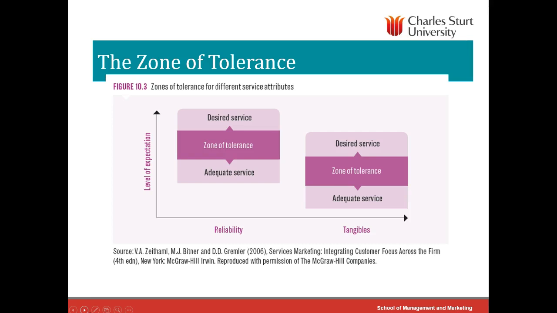Also, the following diagram, which is 10.3 in your text, shows you how the zone of tolerance can change for the level of expectation between two types of service. In the view of the tangibles, you can see the zone of tolerance is a little bit wider here, while for the reliability of a service it's slightly narrower, and of course the zone of tolerance here has moved up. So basically this is saying that it will vary for different aspects of the service as well as just the service provider.